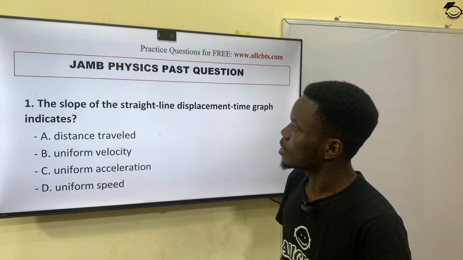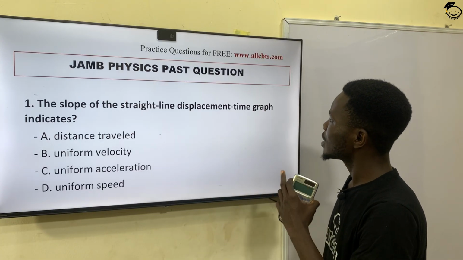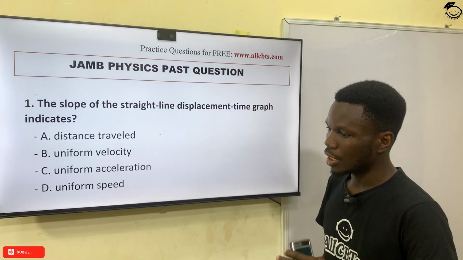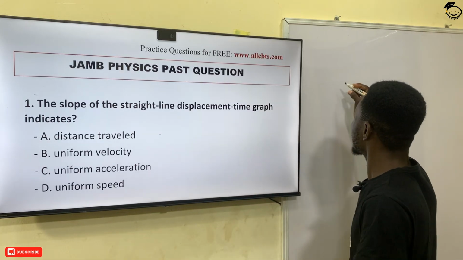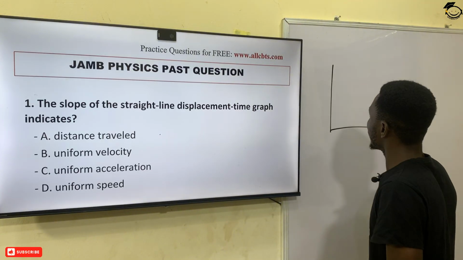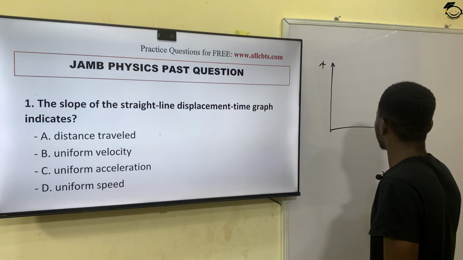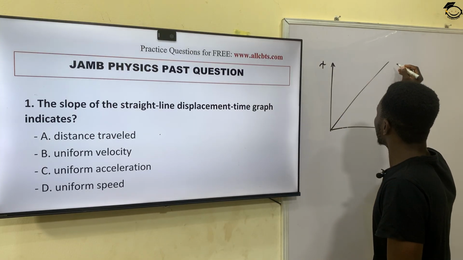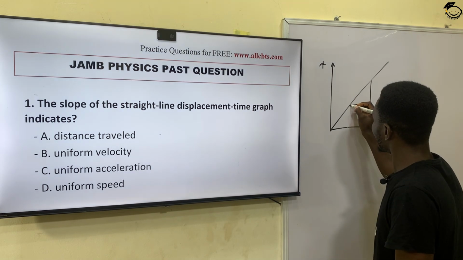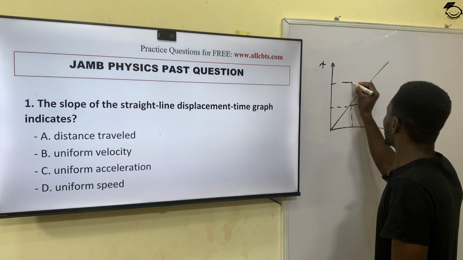Question number 1 says, the slope of the straight line displacement time graph indicates dash. Now, what they're asking you is, if I have a displacement time graph, so I have, here is displacement, and this is time. So, if I have the graph looking like this, what is the slope of the graph? That's the question they're asking.